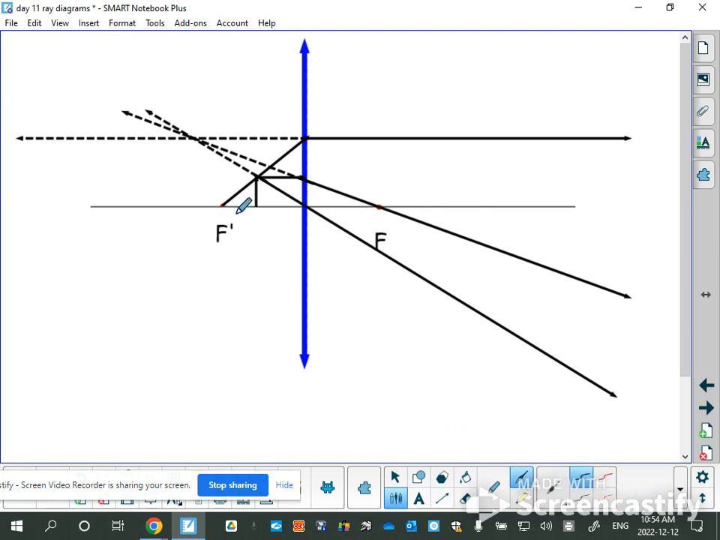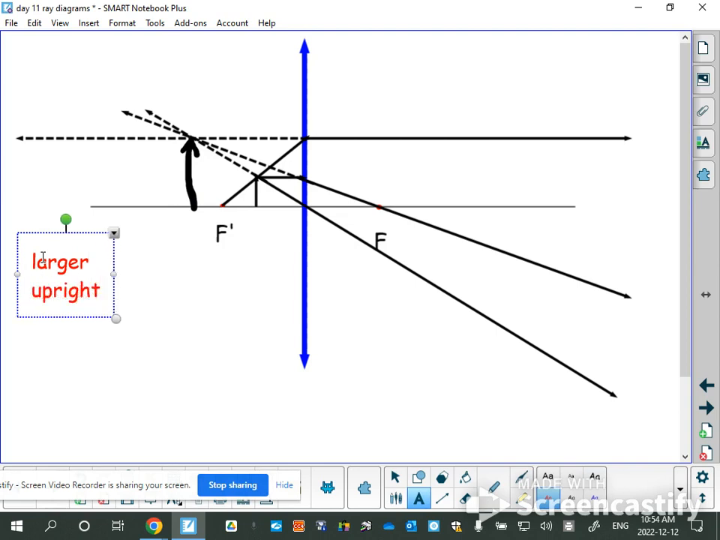Now when I draw in my image, you'll see that this is the top of my image over here, which means when I go down to the principal axis, I now have an upright image. So I would call this obviously larger. I would say this is upright because it's now upright. I would say it is farther than the original object, and it is definitely virtual because I had to trace it back to find it.